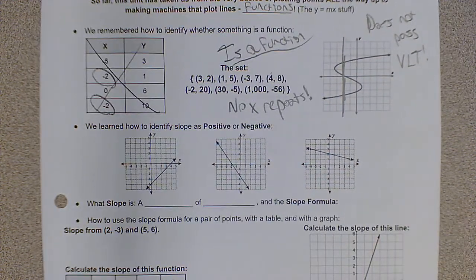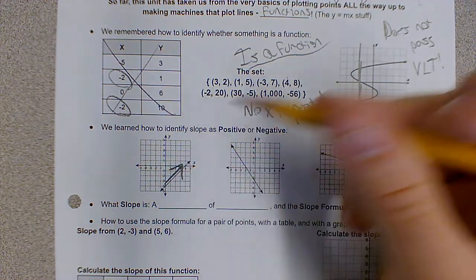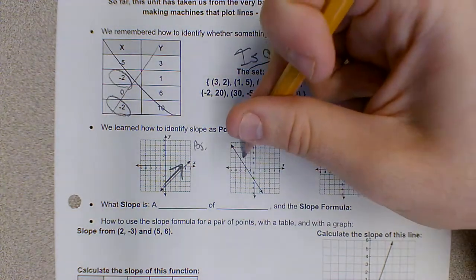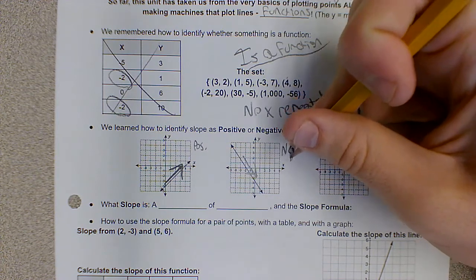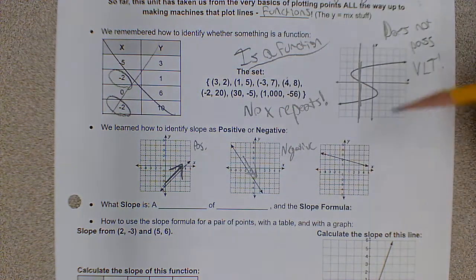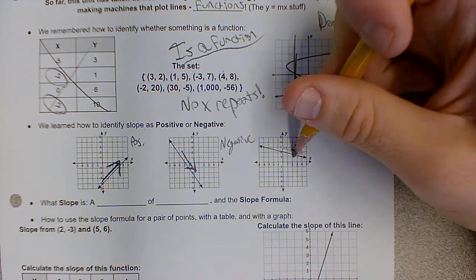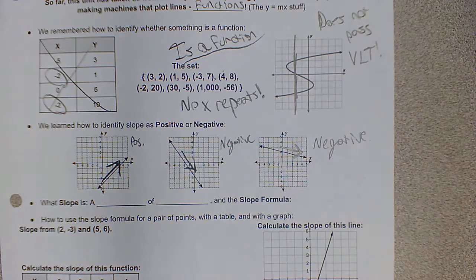Now, we move down to the second one. We got to identify a slope as positive or negative. This first one here is positive. It goes up over time, so it's a positive slope. This middle one here is going to be negative because it goes down over time. Negative. And this last one here is also negative because, again, it goes down over time. Negative again. So you can identify functions, you can identify slope.